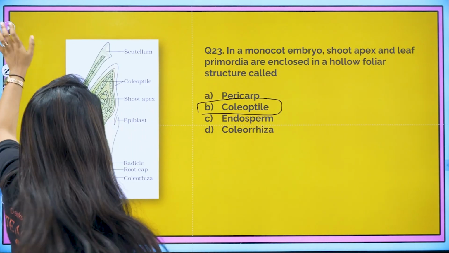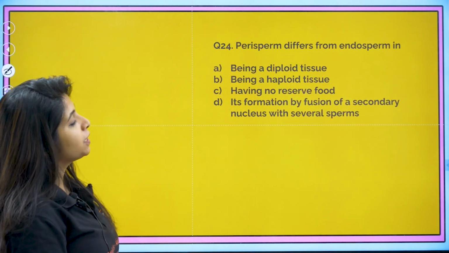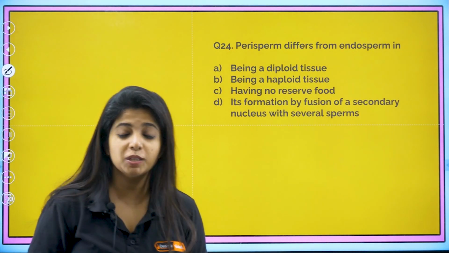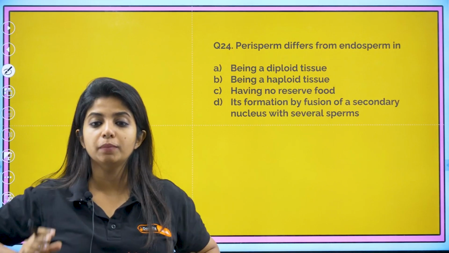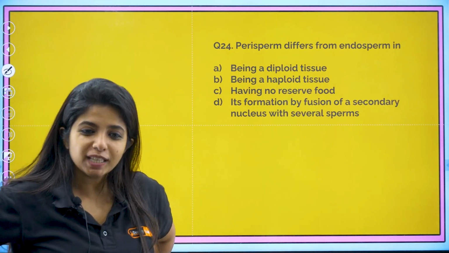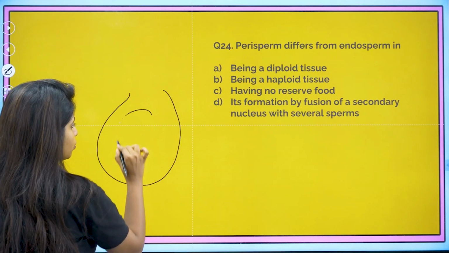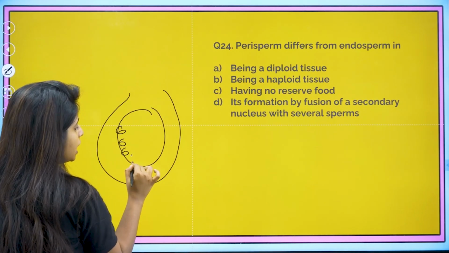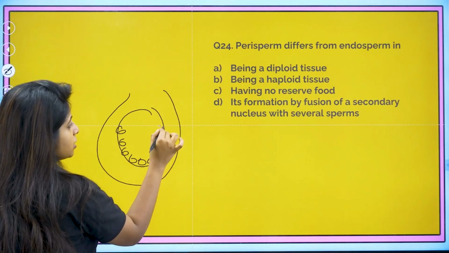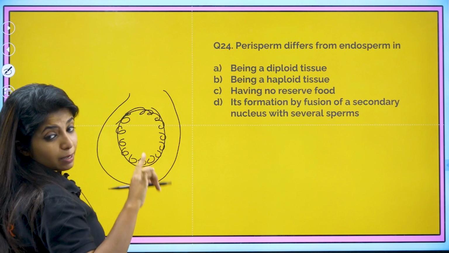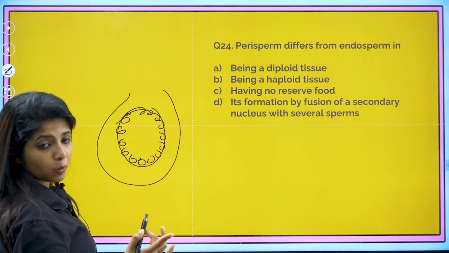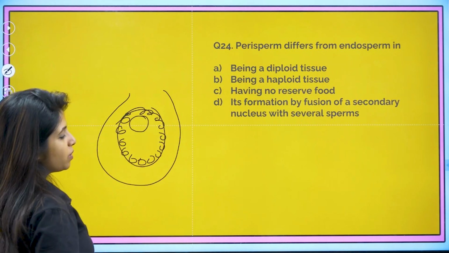Fine. Next question. Perisperm differs from endosperm in. Perisperm, how do you think it is different from endosperm? Being a diploid tissue. What is perisperm first of all? What is perisperm, my dear children? So in the ovary, I told you there is the ovule. In the ovule, there are certain cells which are known as nucellar cells. Just like how you have sporogenous tissue, right? But in sporogenous tissue, all of them are microspore mother cells. Over here, only one megaspore mother cell is there.